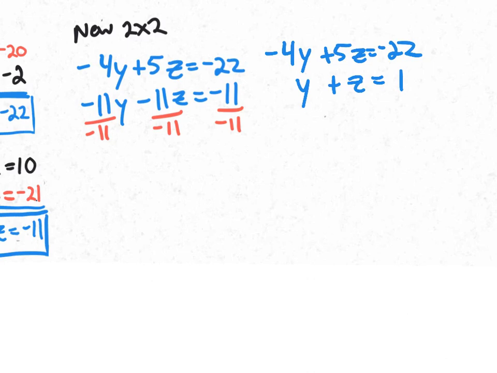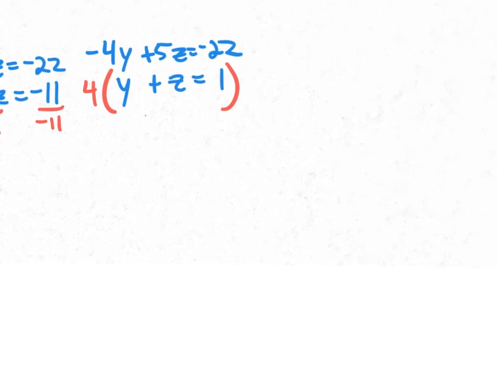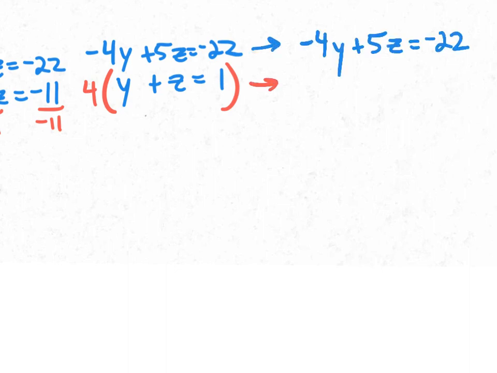All right, so now what would I do to cancel out either y's or z's? It's up to you. Multiply which one by 4? The bottom one by 4. Okay, so let's put parentheses around the new modified bottom one after dividing it by 11. And we're going to multiply it by 4. So again, the top one is going to stay exactly the way it is. So I'm just going to rewrite it right here. And the bottom equation, when we distribute the 4, it'll become positive 4y. It'll become positive 4z. And it'll become positive 4 over here.